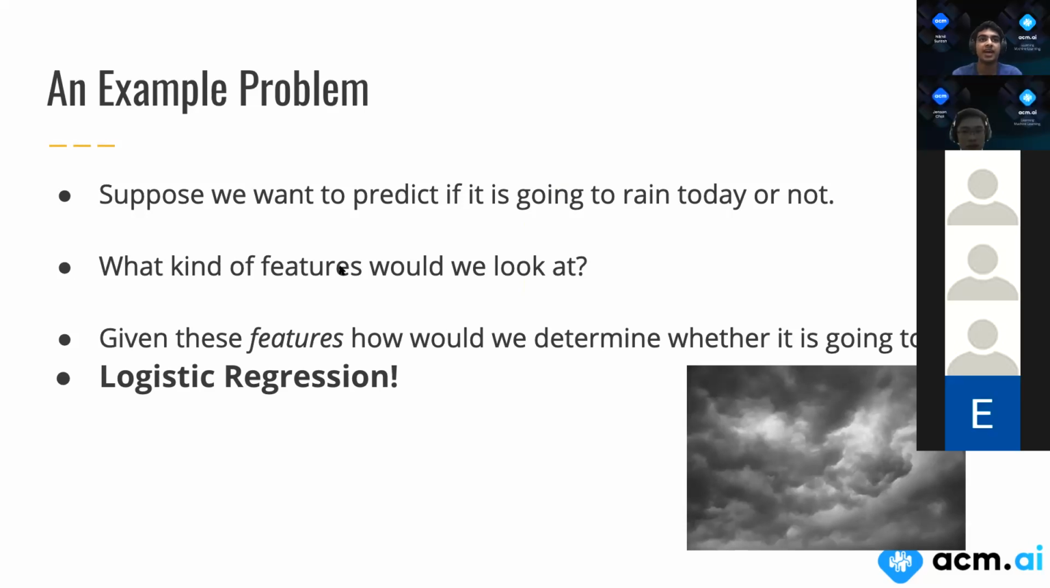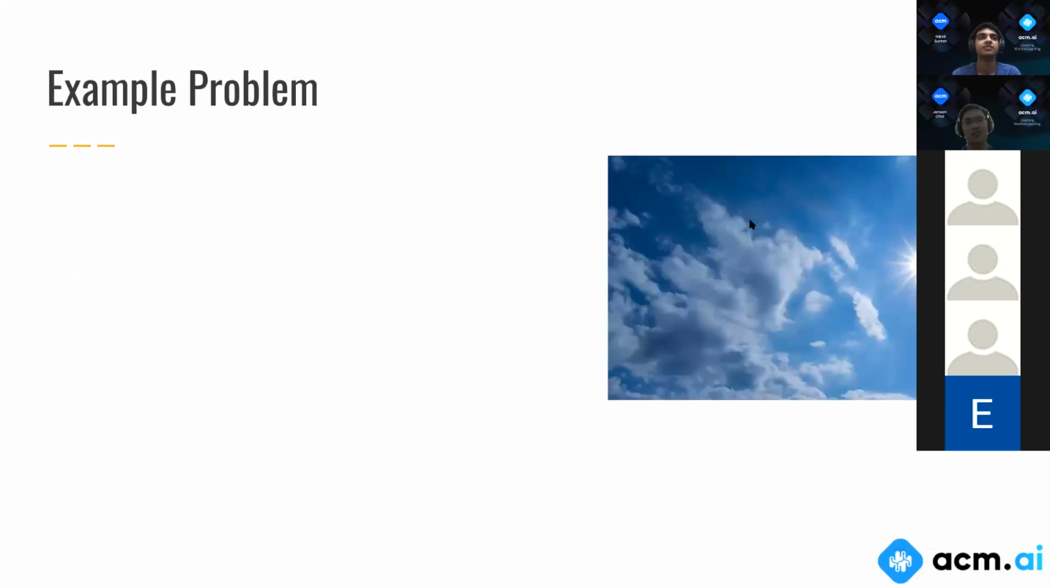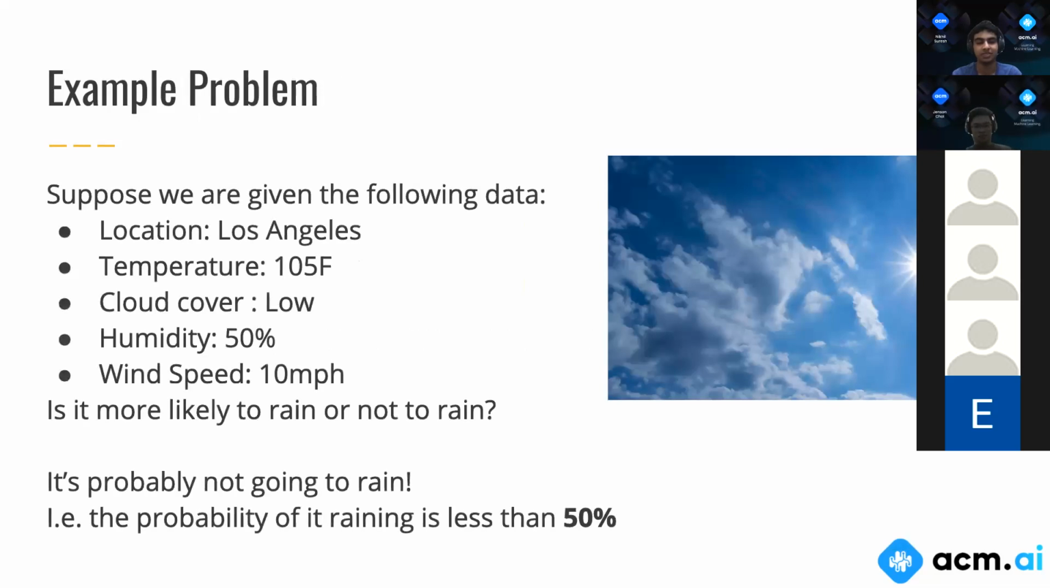Again, we're going to focus on features and make sure that we can take in features as input to feed our model. Given our features, we're going to pass them into a function or model called logistic regression. With that, we can classify a day as either raining or not raining. Let's say we have our location, our temperature, our cloud cover, so how many clouds we have, our humidity, and wind speed.